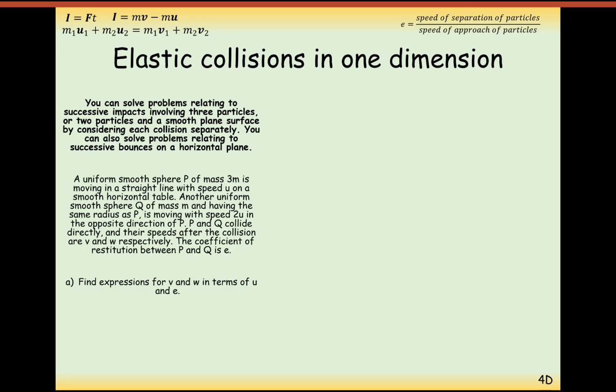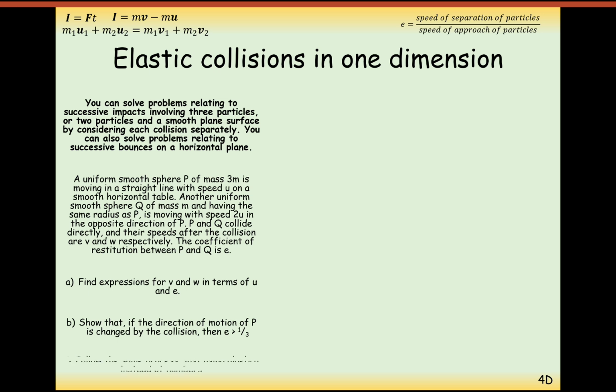So completely different to that previous scenario now, a uniform sphere P of mass 3m is moving in a straight line with speed u on a smooth horizontal table. Another uniform smooth sphere Q of mass m, having the same radius as P, is travelling with speed 2u in the opposite direction of P. P and Q collide directly, and the speeds after their collision are V and W respectively. The coefficient of restitution between P and Q is e. Find an expression for V and W in terms of u and e.